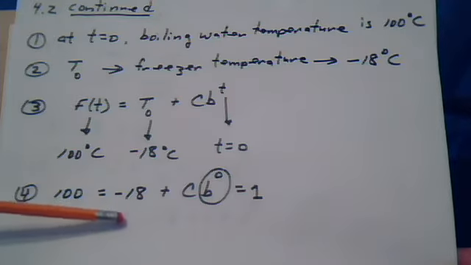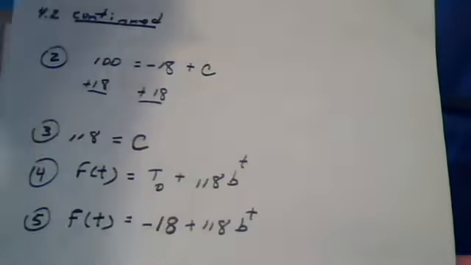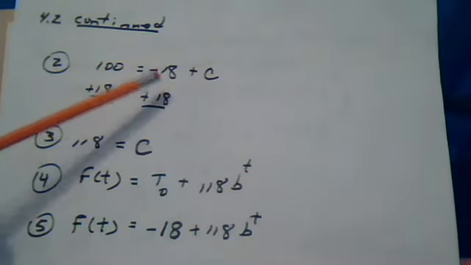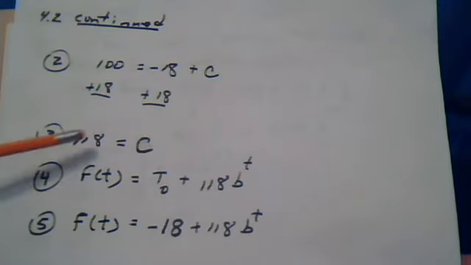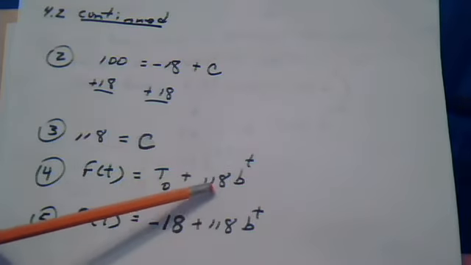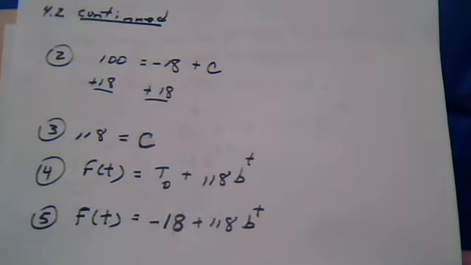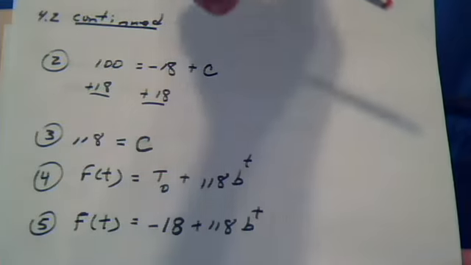So we just need to move this negative 18 over by adding a negative 18 to both sides of the equation. And now we have the C. Put the C where it goes. This is where the C was, but now we know the number. Now we go and find the B. So we use the information they gave us also.